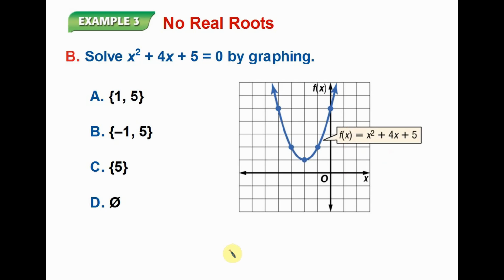Part B, if you solve x squared plus 4x plus 5 is equal to 0, you're just looking for whether there are going to be any x-intercepts. In this case, again, since there are none, there will be no roots. So my answer will be D, which is the same as no solution. Sometimes I just write NS. Hope that's okay with you.